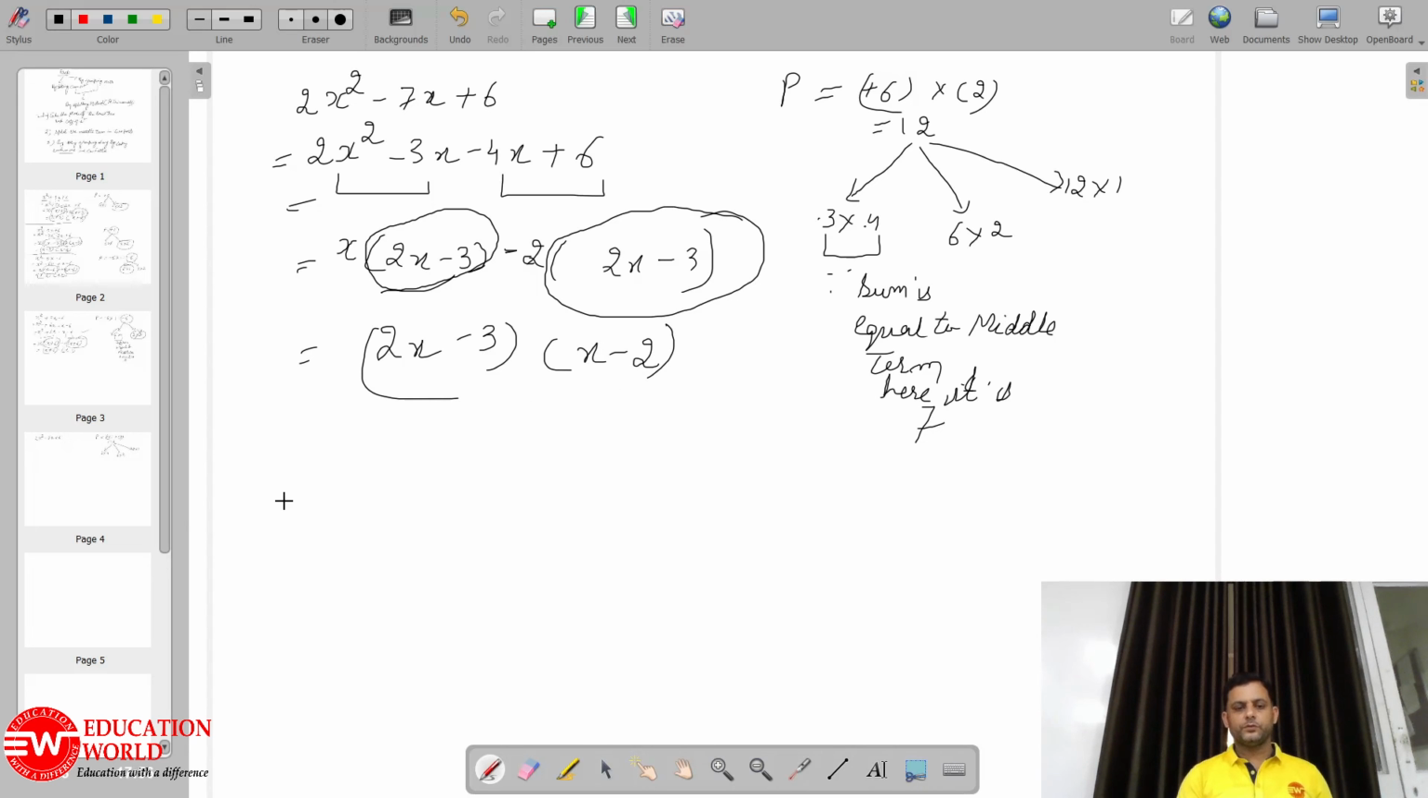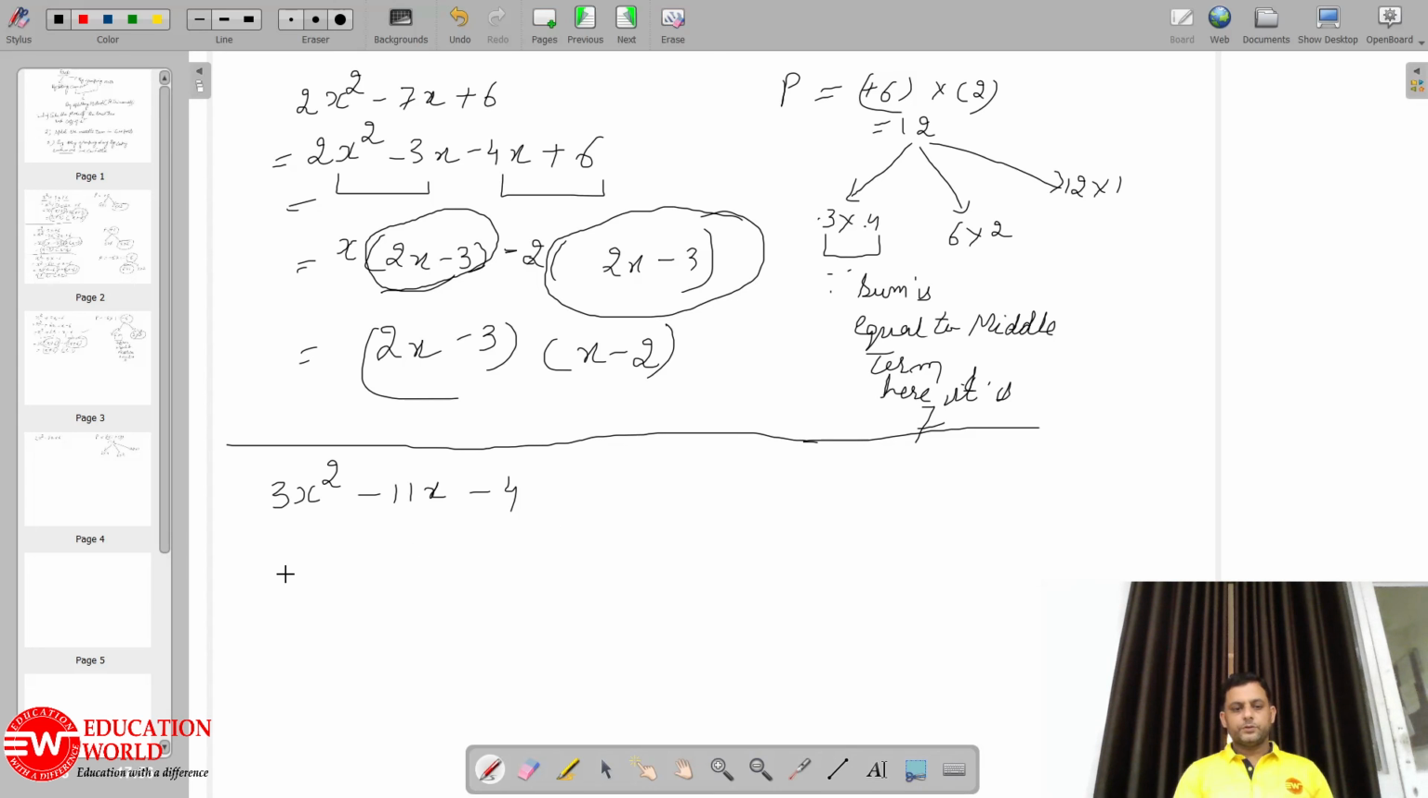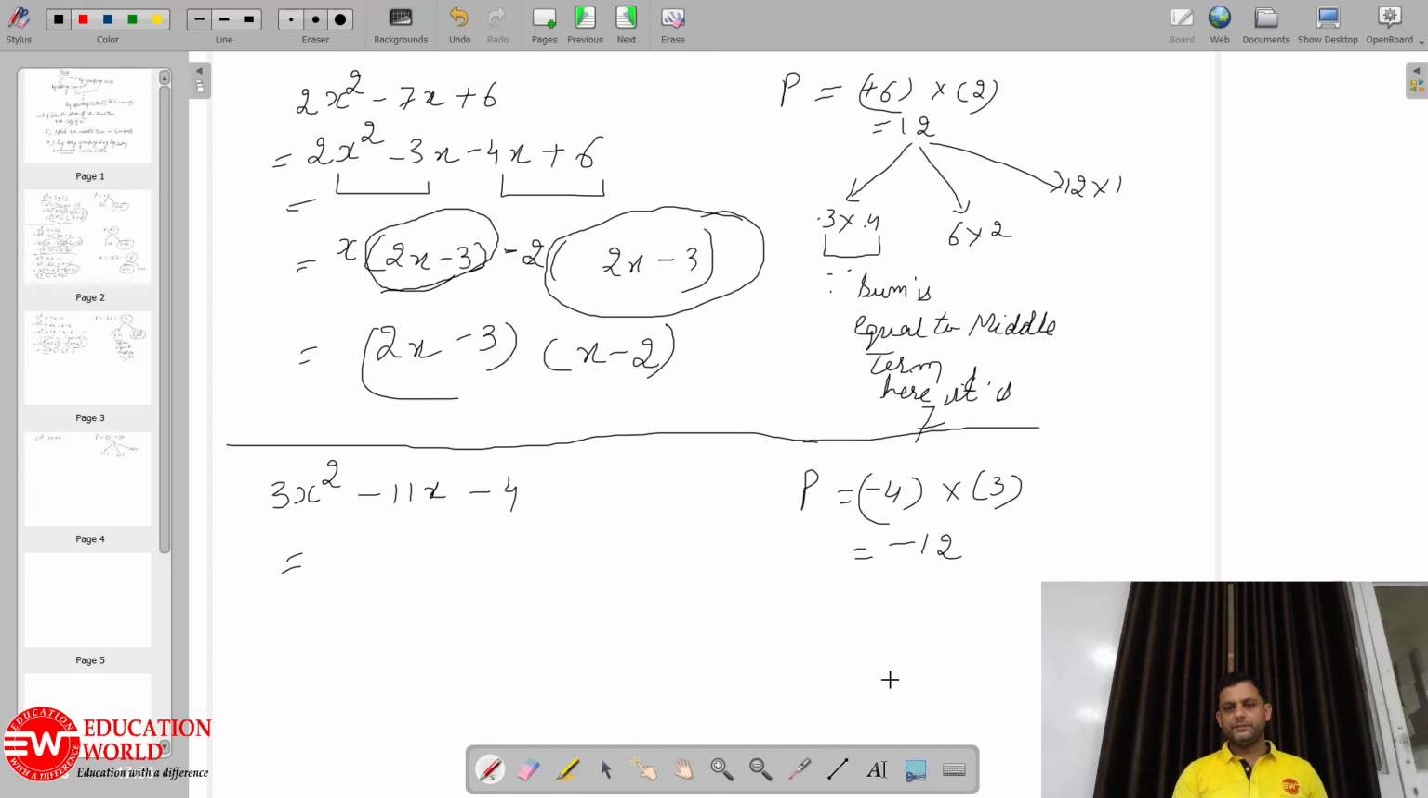Let us do one more. It is 3x square minus 11x and minus 4. So again I will check the product. Product is minus 4 multiplied by 3. Product is minus 12. So again 12 has so many factors: 3 into 4, 6 into 2, and 12 into 1.